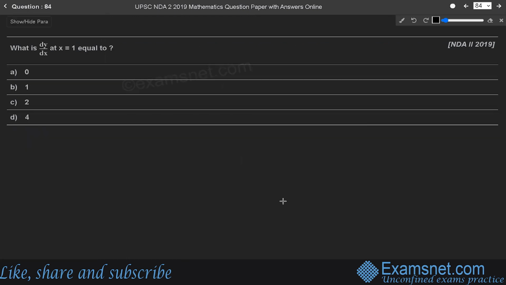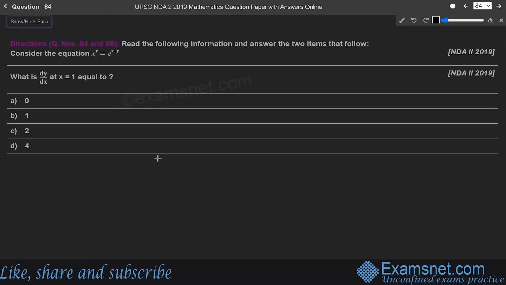The next question is, the directions are given here. Read the following information and answer the two items that follow. Consider the equation x power y is equal to e power x minus y. What is dy by dx at x is equal to 1 equal to?